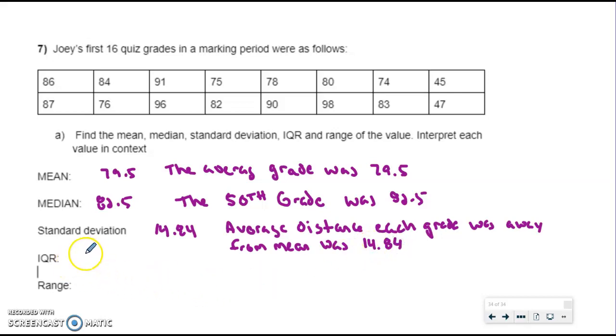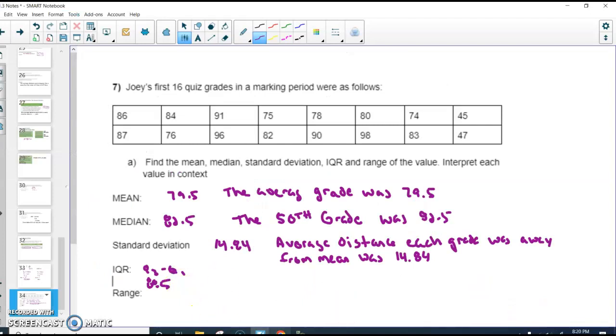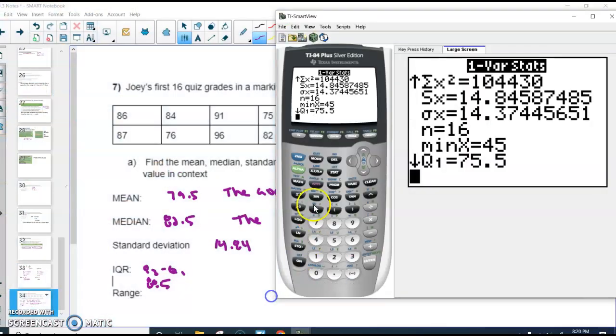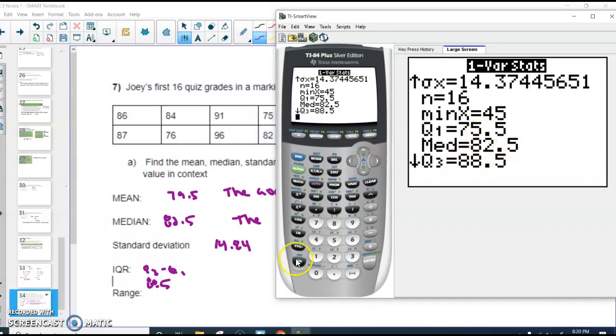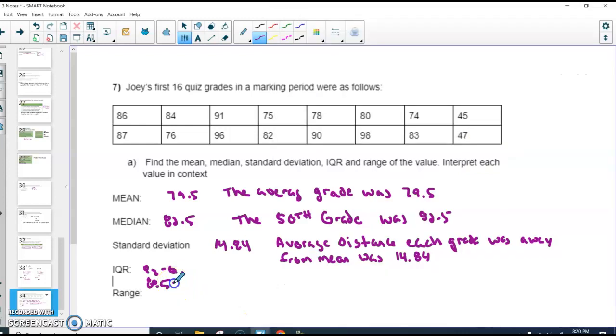The IQR, we're going to take Q3 minus Q1. So I got that to be 88.5, I think. Let me just double check. Let's look at our table. Yep. 88.5 minus 75.5, and you guys get that to be 13. Your range is going to be 98 minus 45, which is 53.